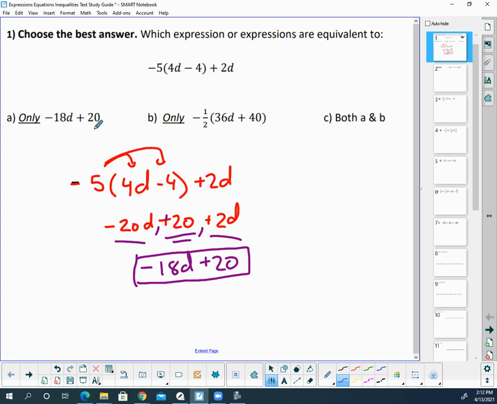So clearly, this first answer choice matches it. But we're looking to find out if it's only this one, or both. Well, let's find out if it's the second one. -1/2 times +36 is -18d. And -1/2 times +40, negative times a positive is a negative, and 1/2 of 40 is 20. Well, this is -18d minus 20. We wanted to match it to plus 20, so only answer choice A is correct.